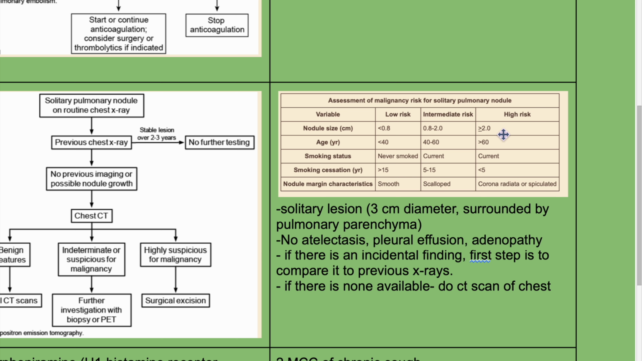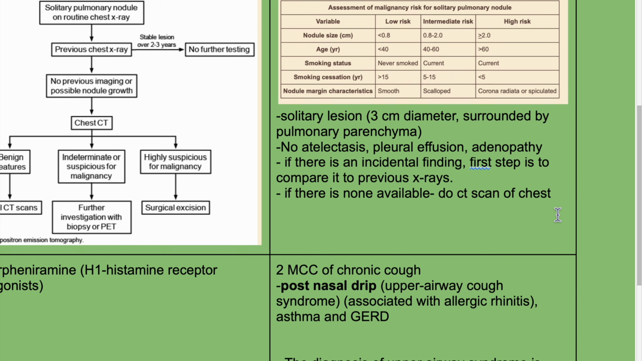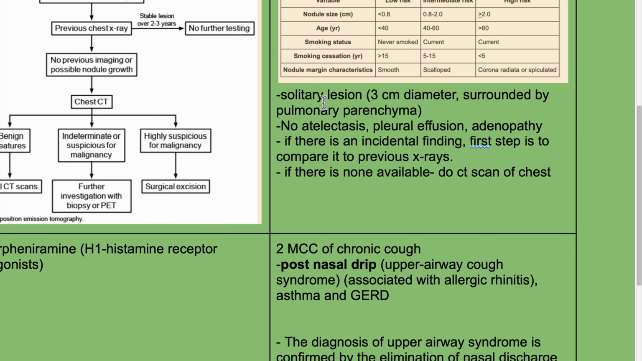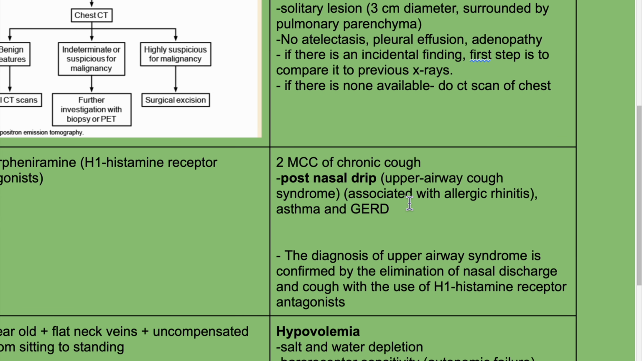And high risk is 2 centimeters or more in size. Sorry. Age is more than 60. Smoking status is current. Smoking cessation year is 5 or less. And nodule margin characteristic is corona radiata or spiculated. So solitary lesion, 3 centimeters diameter, surrounded by pulmonary parenchyma. There is no atelectasis, pleural effusion, adenopathy. If there is an incidental finding, first step is to compare it to previous x-rays. If there is none available, do CT scan of chest. Okay.